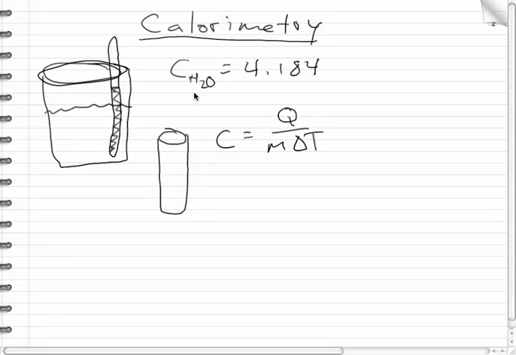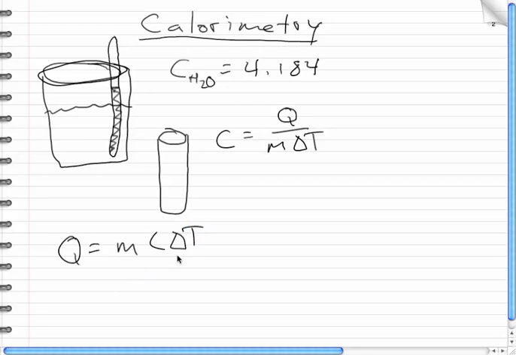Okay, so we know the specific heat of water. We can measure the mass of the water. We can measure the initial and final temperature of the water. And so with that, what we can calculate for the water is the Q, mc delta T. How does that help us?